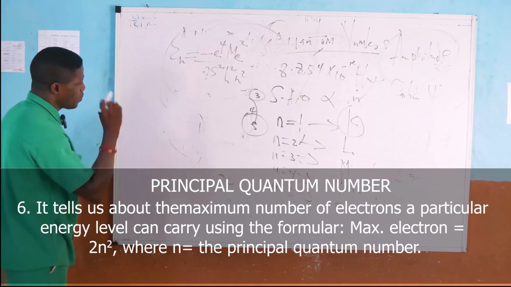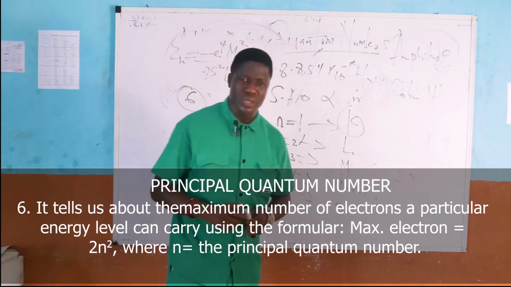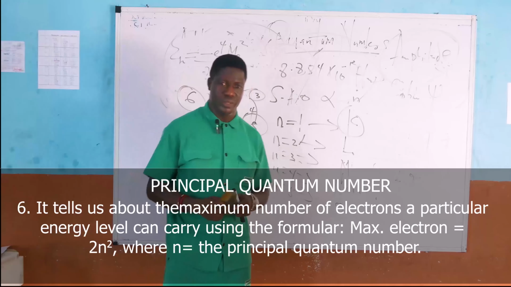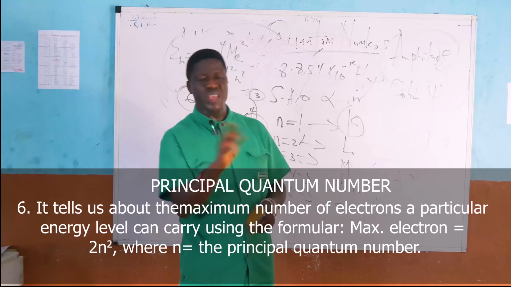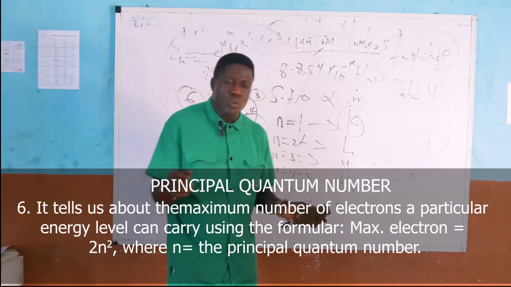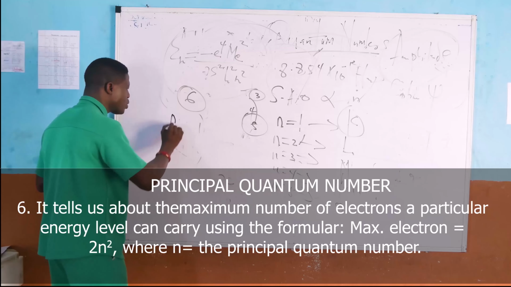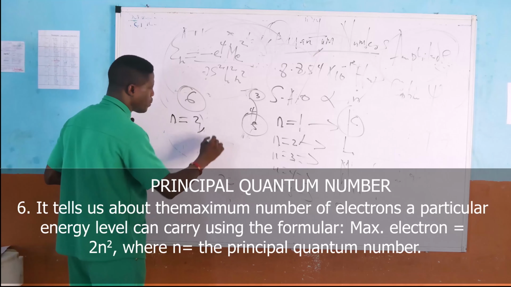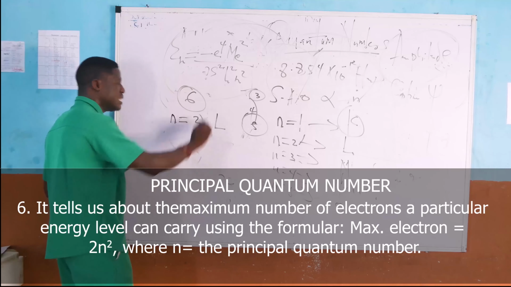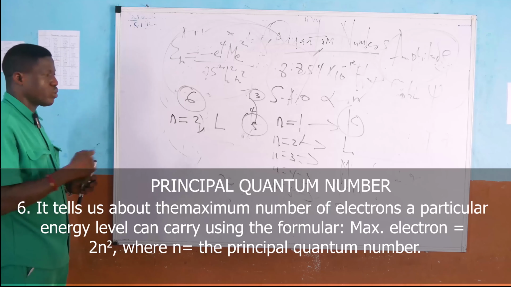The next function performed by the principal quantum number, which is number 6, is that it determines the maximum number of electrons that each of the principal shells can accommodate. Under examination conditions, they may ask you, if the principal quantum number is 2, what is the maximum number of electrons that could be accommodated by the shell? When the principal quantum number is equal to 2, that will correspond with the L shell. The question now is, what is the maximum number of electrons that the L shell can carry? With the help of the knowledge of the principal quantum number, we can carry out the calculation effectively and of course correctly.